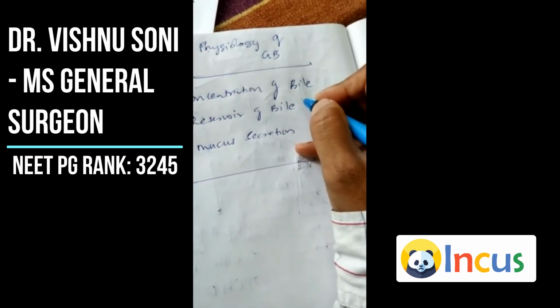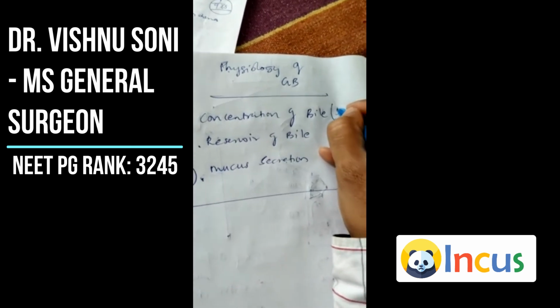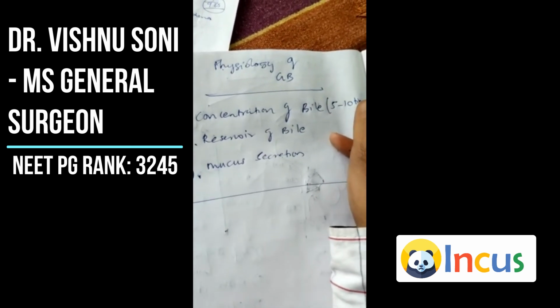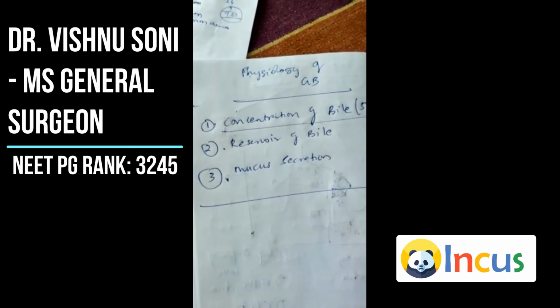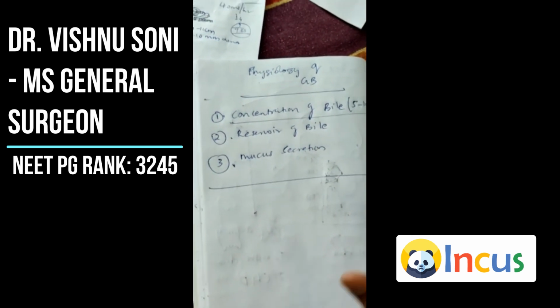Now how many times will it concentrate the bile? It will concentrate 5 to 10 times. Right, this is the physiology of the gallbladder.